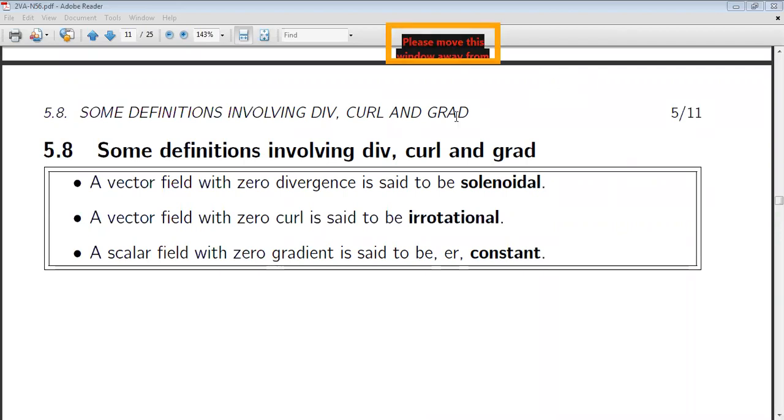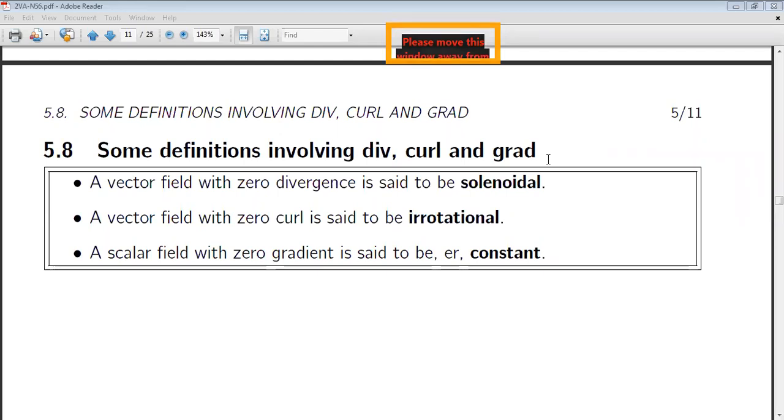Okay. Now see 5.8, some definitions involving divergence, curl and gradient. ये सब physical interpretation होगा. पहला वाला, you can see a vector field with zero divergence is said to be solenoidal. Okay, मतलब तुम लोगों को दिया जाएगा, suppose a vector field दिया हुआ है, then you are going to check whether the vector field is solenoidal or irrotational or constant or not.